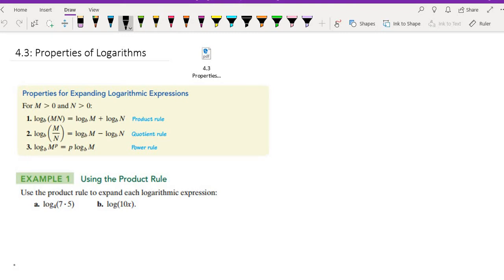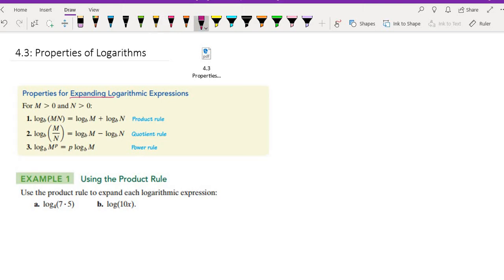Hello guys, today we're going to study 4.3 properties of logarithms. If you look here, we have properties for expanding, be careful on this word, expanding logarithm expressions. We'll say m has to be greater than 0, n has to be greater than 0. Here we have a product rule, a quotient rule, and a power rule. Let's look at each piece really quick, okay?